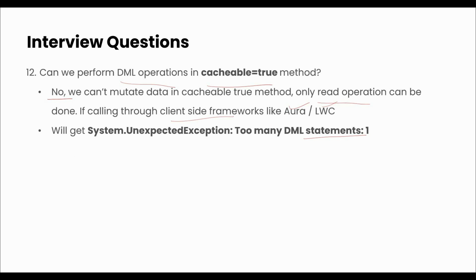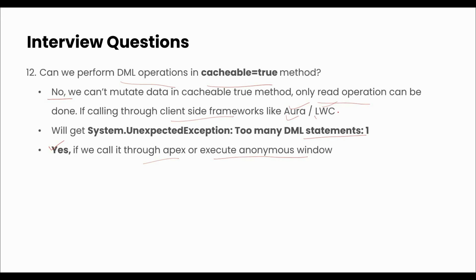Okay. But I would like to highlight one point here, that we can perform DML operations through a cacheable true method as well. But the condition is that we call that method through Apex or the execute anonymous window. It is not allowed only if we call it through client-side frameworks like Aura or LWC. But if we call that method from an Apex class or the execute anonymous window, then we can perform DML operations as well.